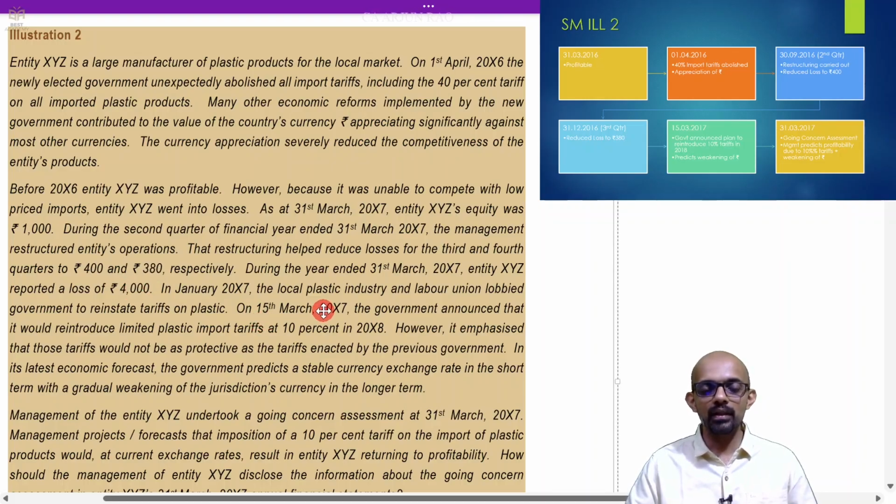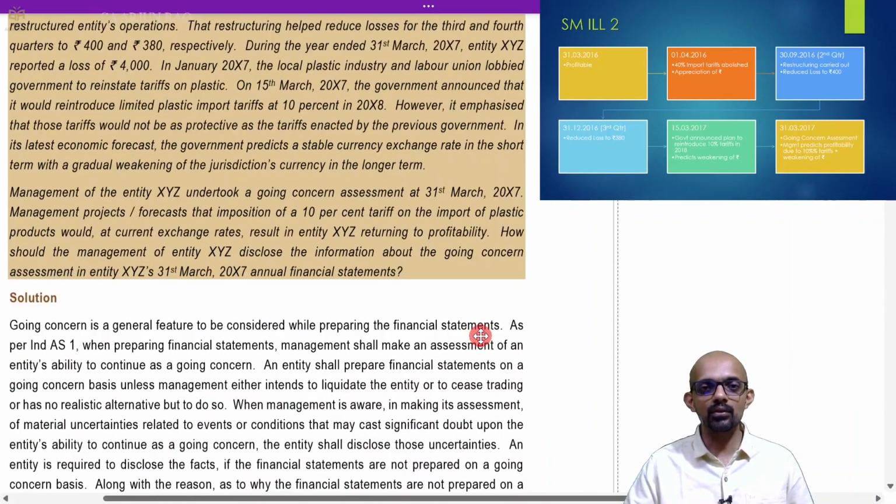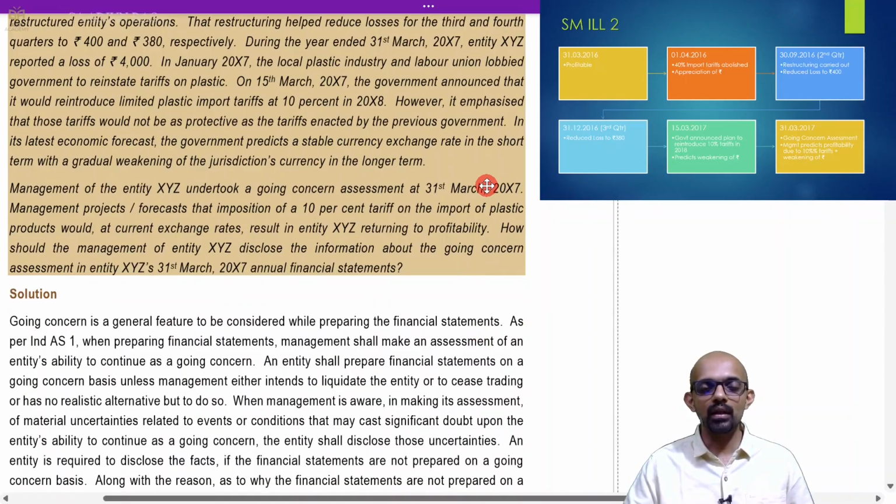So on 15th March 2017, before the end of the year, the government announced that it will reintroduce 10% import tariffs, and also predicted that the exchange rate will result in a weakening of the jurisdiction's currency. So XYZ undertook a going concern assessment on 31st March 2017, and concluded that this expected reimposition of 10% tariff and weakening of the currency would result in the company returning to profitability. So how should they disclose the information?